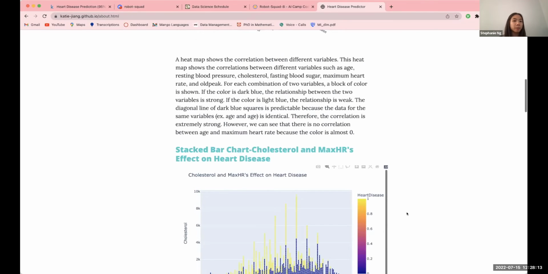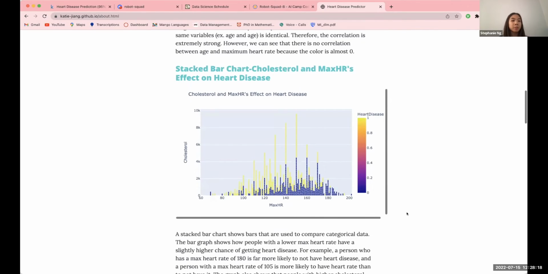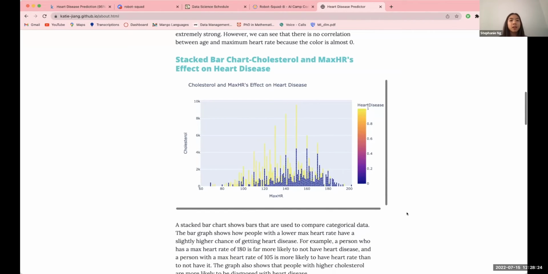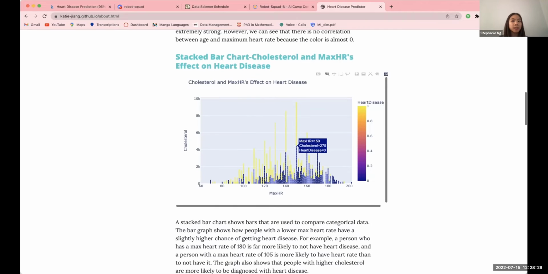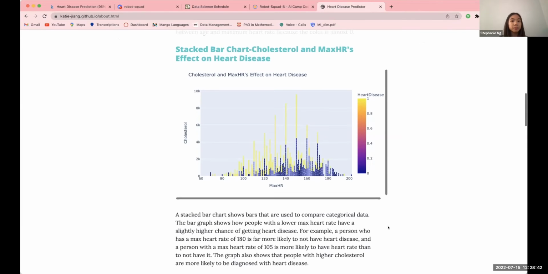Our second data visualization was a stack bar chart. A stack bar chart is used to compare categorical data. Our graph shows a relationship between max heart rate, cholesterol, and heart disease. This graph shows that a person with a lower max heart rate is far more likely to get heart disease. So for example, a person with a max heart rate of 105 is far more likely to get heart disease than a person with a max heart rate of 180. This graph also shows that a person with a higher cholesterol level has a greater chance of getting heart disease.